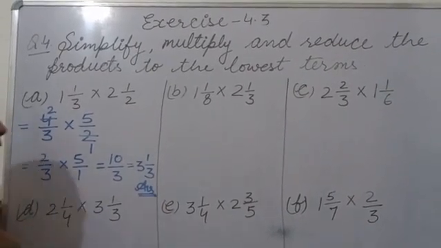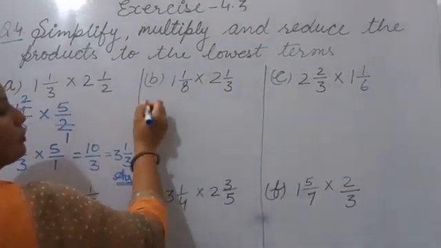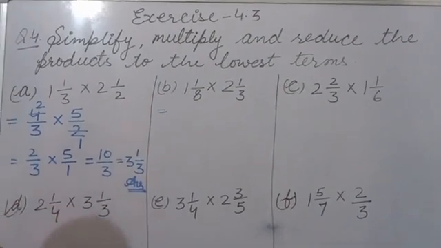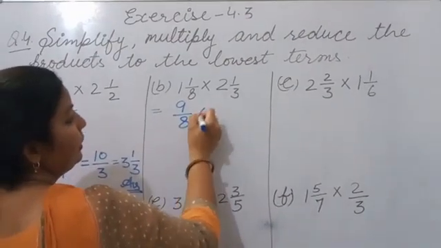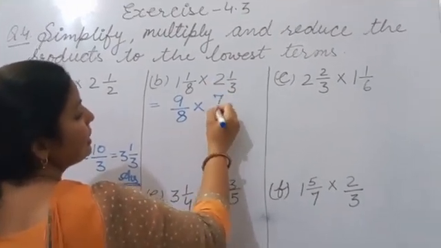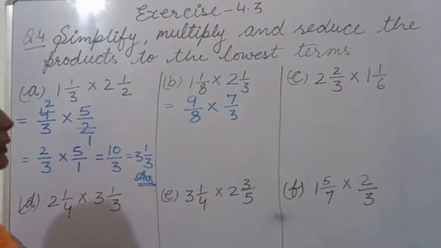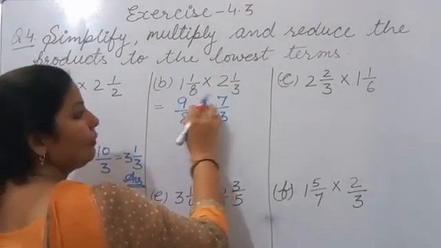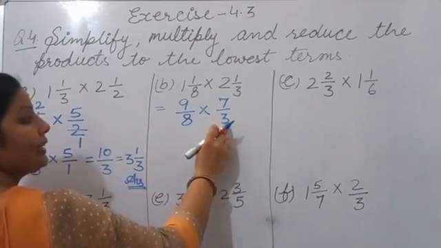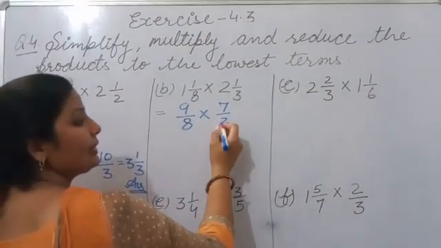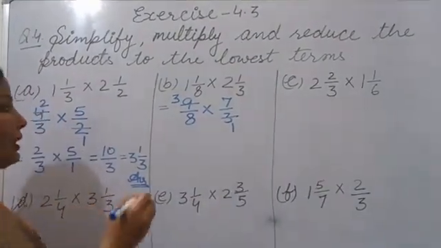Now it's B part: 1 whole 1 upon 8 multiply by 2 whole 1 upon 3. First of all we change it into an improper fraction. 8 ones are 8 plus 1, 9 upon 8, multiply by 3 2s are 6 plus 1, 7 upon 3. Again we will check which numerator can cancel by which denominator. In the 8 table we have no 9 and no 7, so it is not cancelled by 8. We can see that in the 3 table we have 9, so we can cancel by 3. 3 ones are 3 and 3 3s are 9.